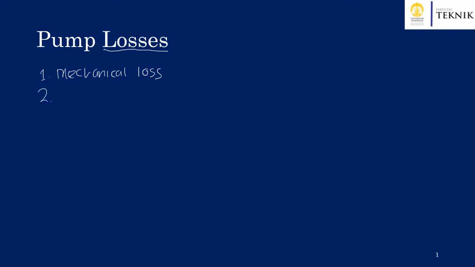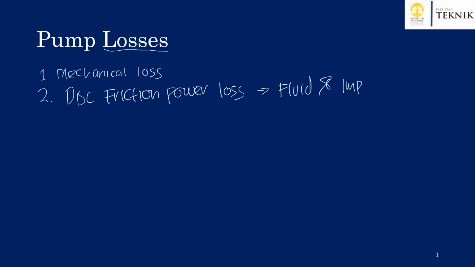The second source is the friction power loss. This friction power loss is mainly due to friction between the rotating face of the impeller or the blade and the liquid. So this is actually due to friction between the fluid and the rotating part of the impeller. This one is between the bearing and, let's say, the shaft.